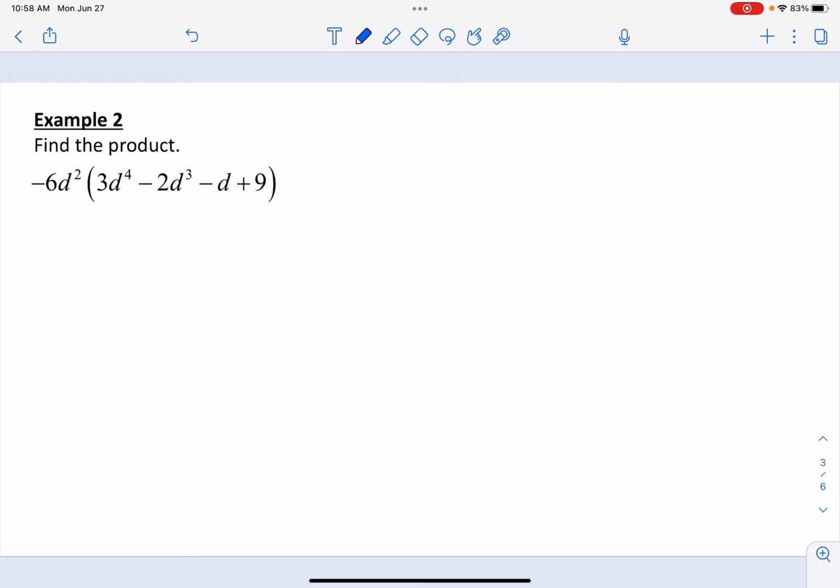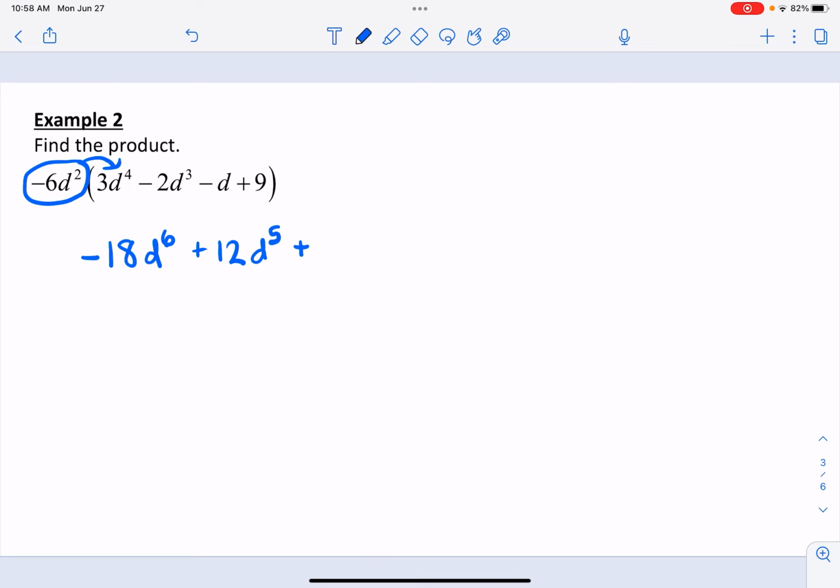Okay, another example. They're going to get a little bit more complicated as we move along. Distribute the negative 6d squared in. So multiplying the two coefficients, I get negative 18, d squared plus d, well that's d to the 6 because I add my exponents. Negative 6 times a negative 2 is a positive 12. And then I add my exponents because d squared times d to the third, so that's d to the fifth.